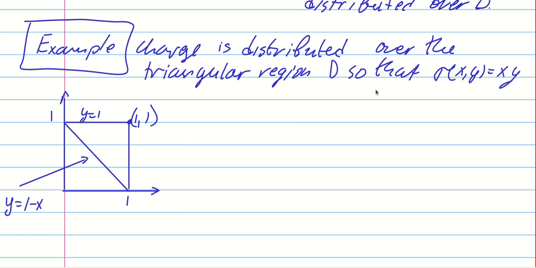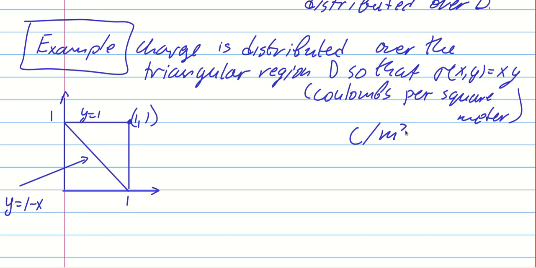So this charge is measured in coulombs per square meter. All right, so C over m squared. We need to find the total charge.